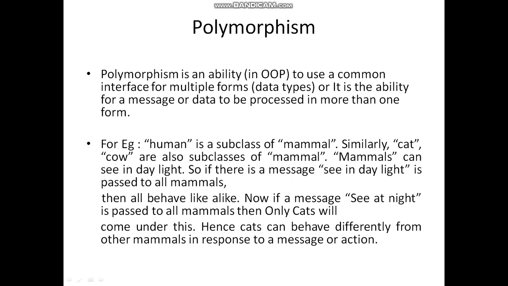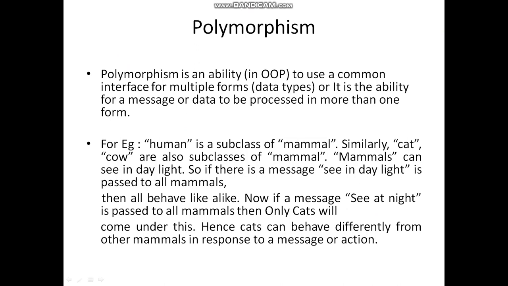So what is polymorphism? Polymorphism means it is an ability to use a common interface for multiple forms, or you can say that it is an ability for a message or data to be processed in more than one form. Okay, so now let's see a real life example.